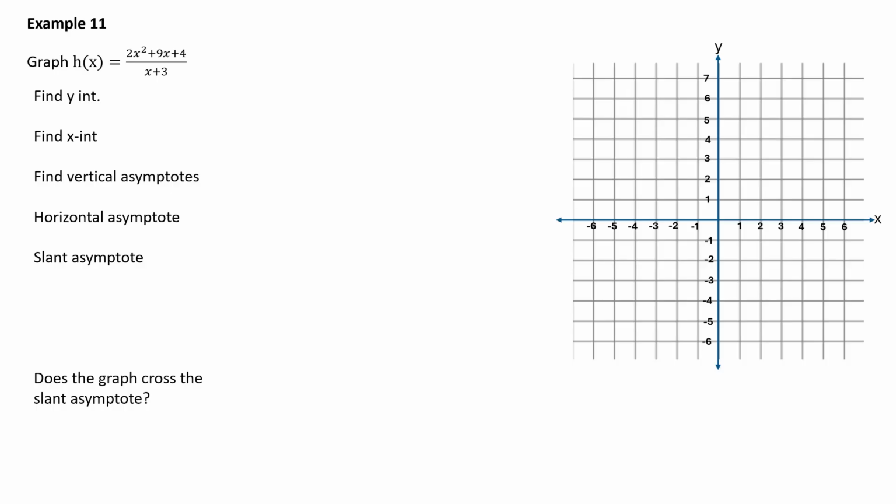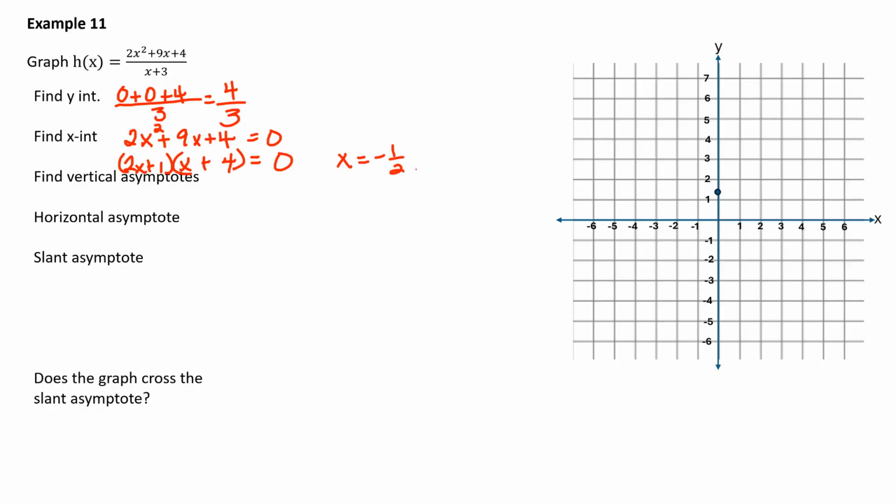Okay, so example 11, you have h of x is equal to 2x squared plus 9x plus 4 over x plus 3. And so we're going to start out by finding the y-intercept. So 4/3 is where this function crosses the y-axis. And now we're going to find the x-intercept. So x could be negative 1/2 or negative 4. So those are the x-intercepts right there.